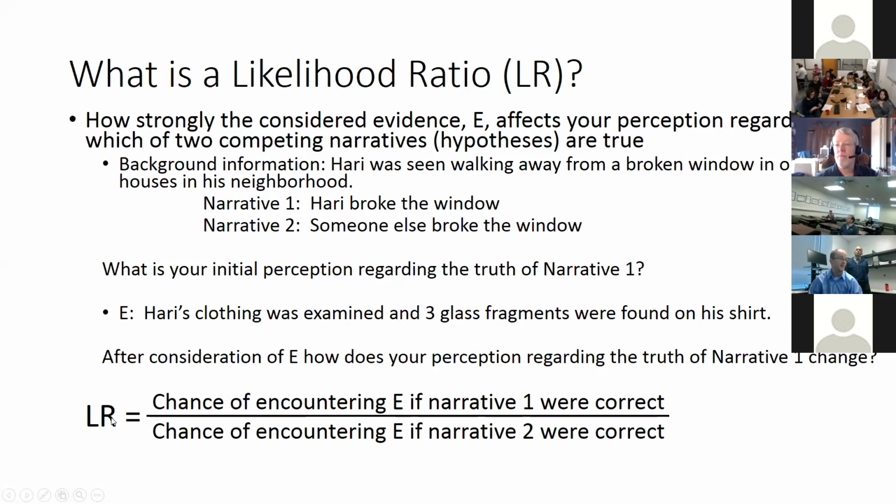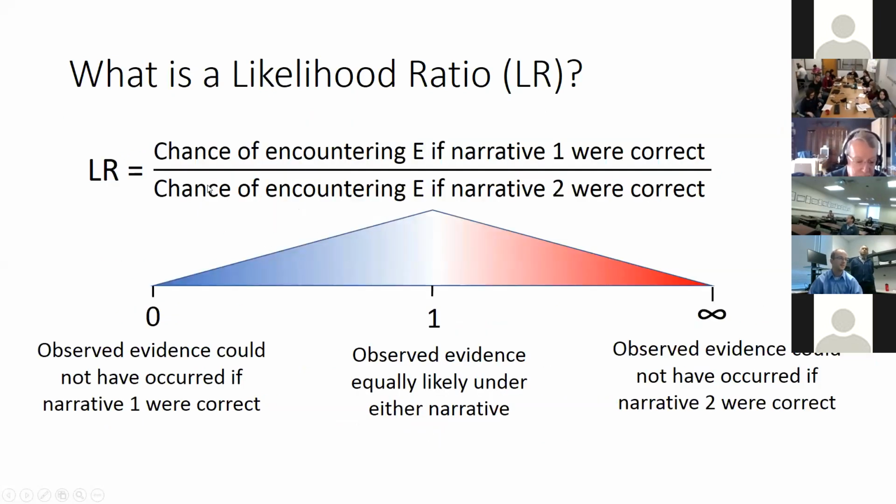And the LR, the likelihood ratio, is an effort to characterize how strongly this new information changed that perception, and is computed as the ratio between the chance of encountering this evidence if narrative one were correct versus that chance of encountering the evidence if narrative two were correct. So this is a ratio of two, we can say, probabilities.